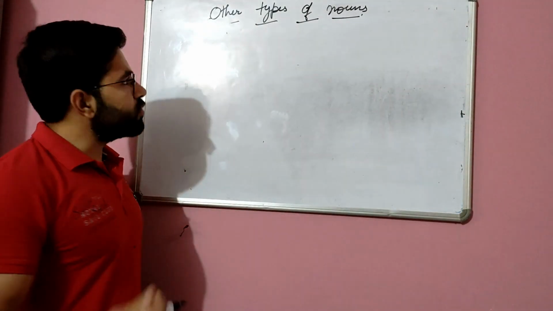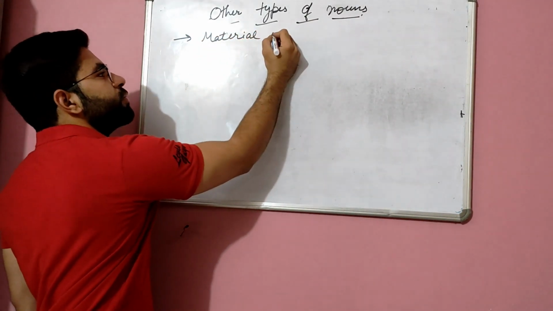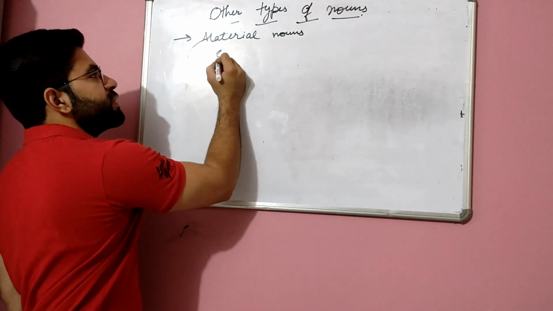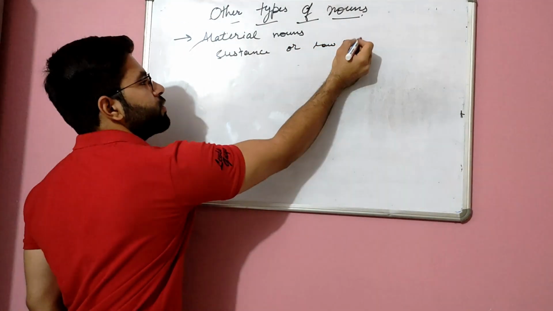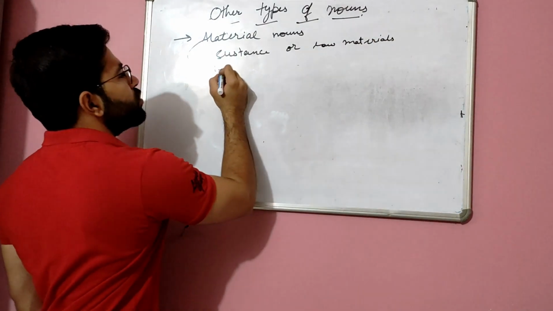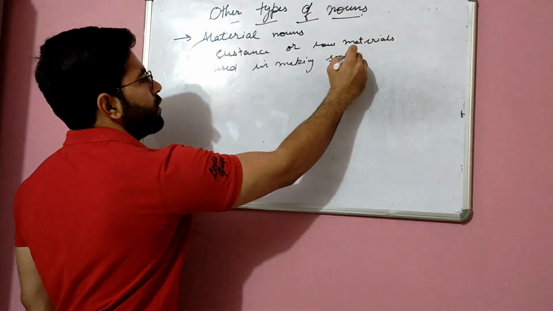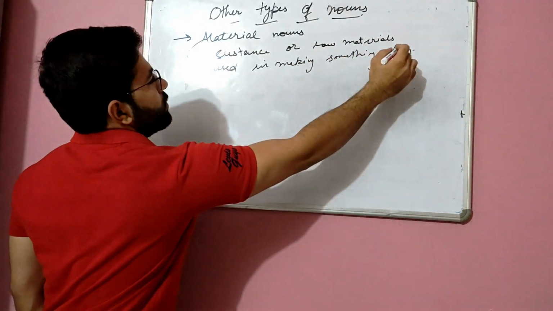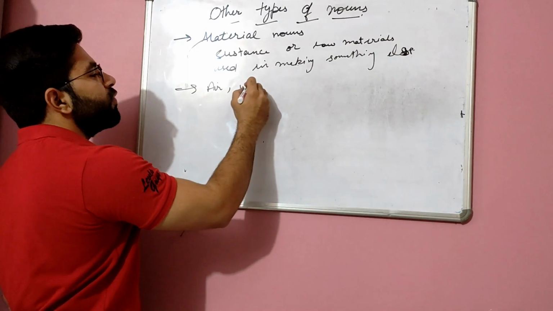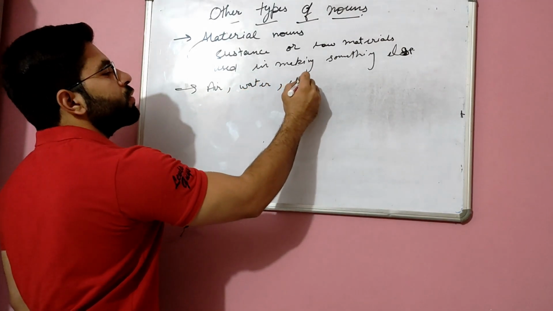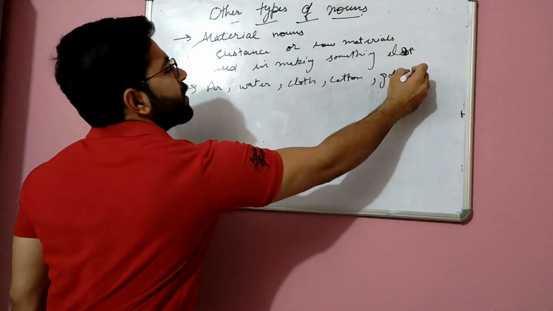Now we move to the other types of nouns. We start with material nouns. What are material nouns? These are substances or raw materials used in making something else. For example, air, water, cloth, cotton, gold, etc.